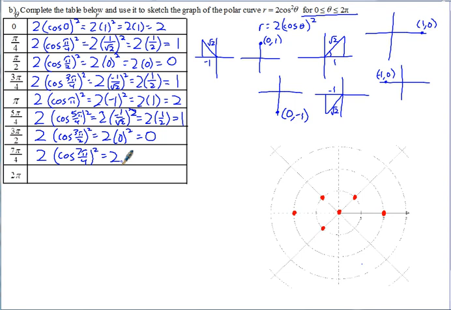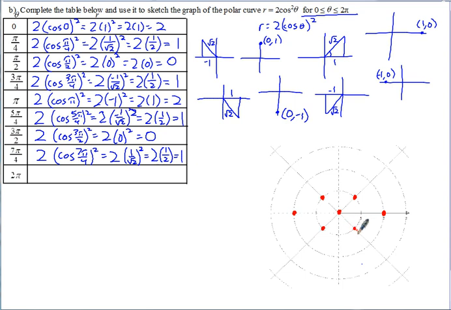Pi over 4 would be this direction. Cosine of 7 pi over 4 will be 1 over root 2. Squared, again, 2 times 1 squared is 1, square root of 2 squared is 2, so again you get 1. So 7 pi over 4, in this direction, we go 1 from the origin.